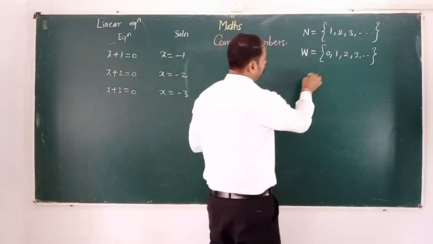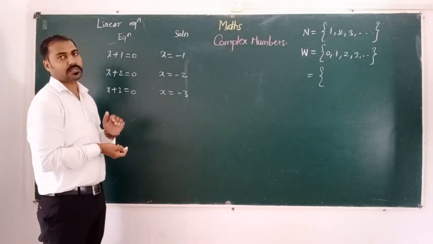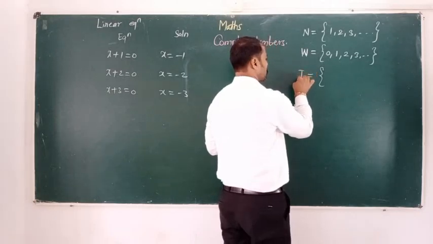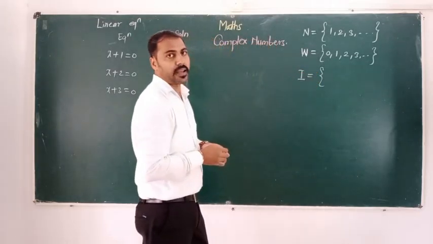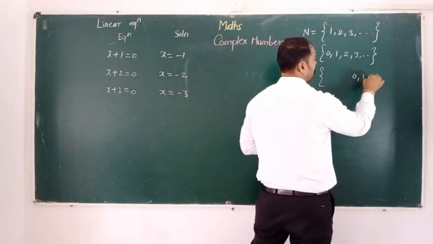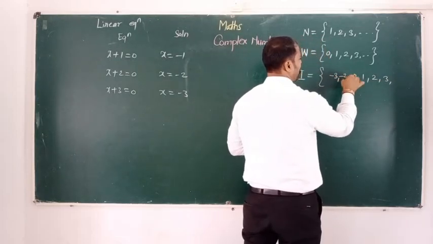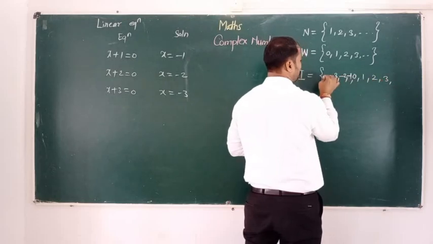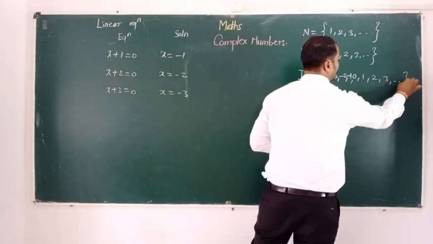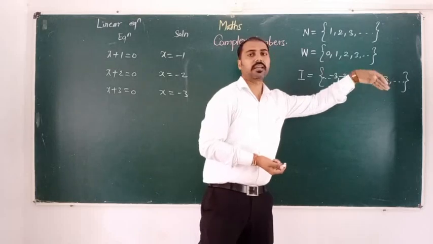So they introduce a new number system, a new set of numbers. That set is called integers. The set of integers is denoted by I, and it is the set of all whole numbers including their negative numbers. Minus 3, minus 2, minus 1, 0, 1, 2, 3, starting from minus infinity and going on to infinity.